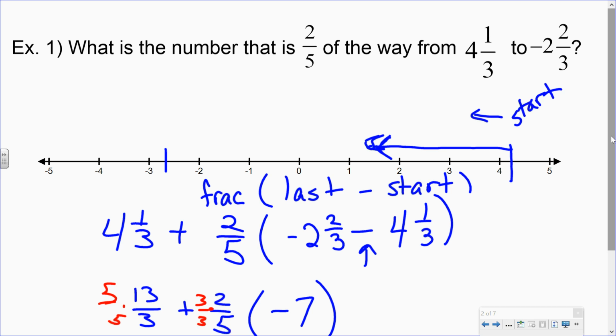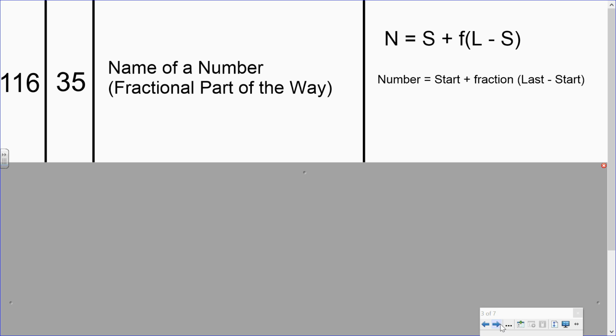So to recap, here is the formula that we're using. And you may do better with the new number is the start plus the fraction, and then for the distance we are always going to take the last minus the start. Start will always be the number where we say from. Last will always be the number where the problem says to. What is some fraction of the distance or fraction of the way from one number to some other number?